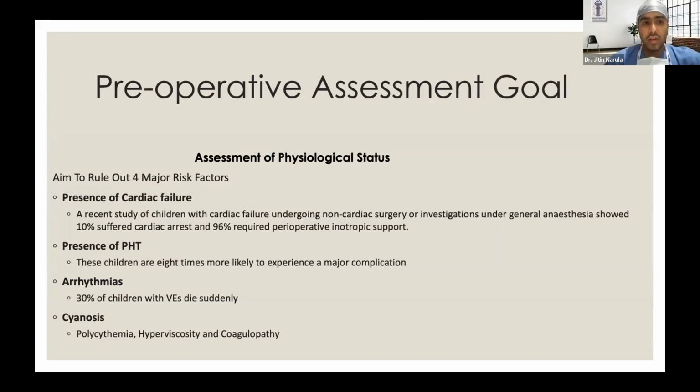So preoperative assessment is basically targeted at assessing the physiological status with an aim to rule out 4 major risk factors. First is the presence of cardiac failure, as almost 10% of patients in cardiac failure suffer cardiac arrest, and 96% require perioperative inotropic support. Presence of pulmonary hypertension must be ruled out, as these children are 8 times more likely to experience a major complication. Arrhythmias are very common, and we must identify patients with congenital heart disease having arrhythmias, as 30% of children with ventricular ectopics may die suddenly. And presence of cyanosis and its complications must also be ruled out.